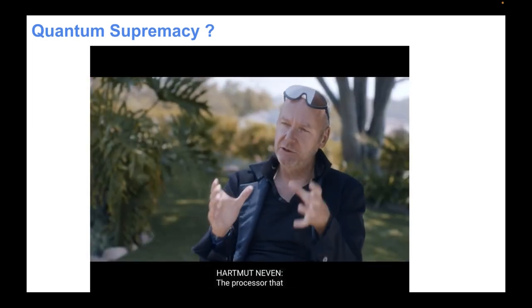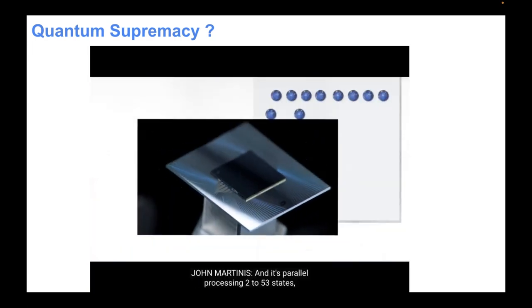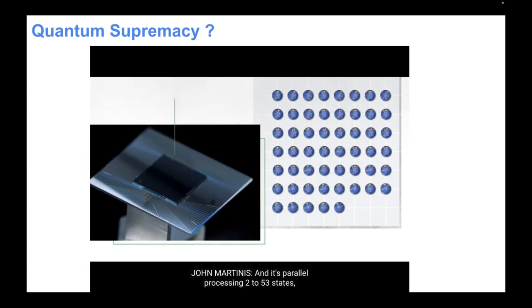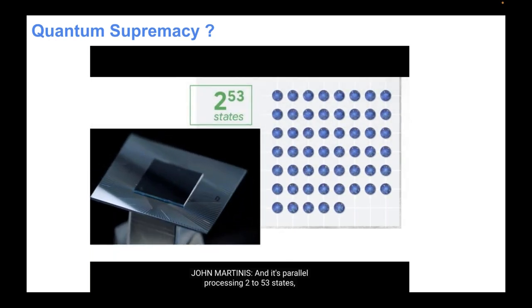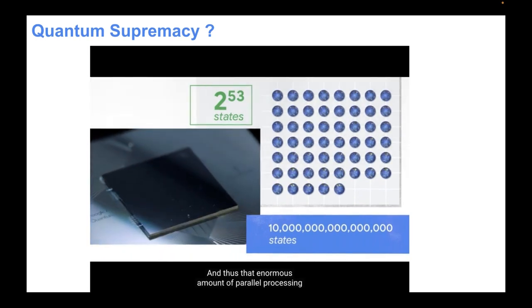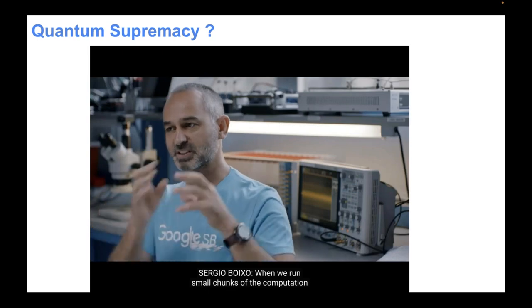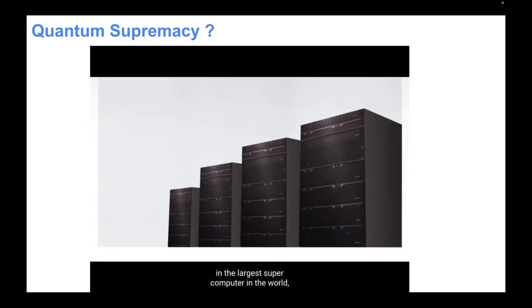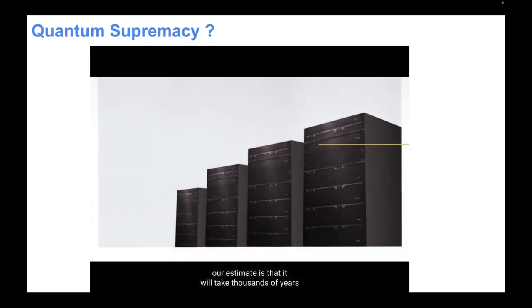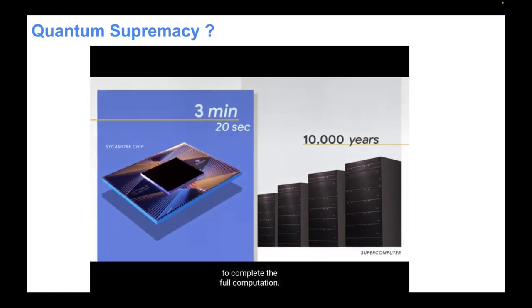The processor that achieved quantum supremacy is called the Sycamore processor. And it's parallel processing 2 to the 53 states, which is 10 million billion. And thus that enormous amount of parallel processing is what gives it the power. When we run small chunks of the computation on the largest supercomputer in the world, our estimate is that it will take thousands of years to complete the full computation.